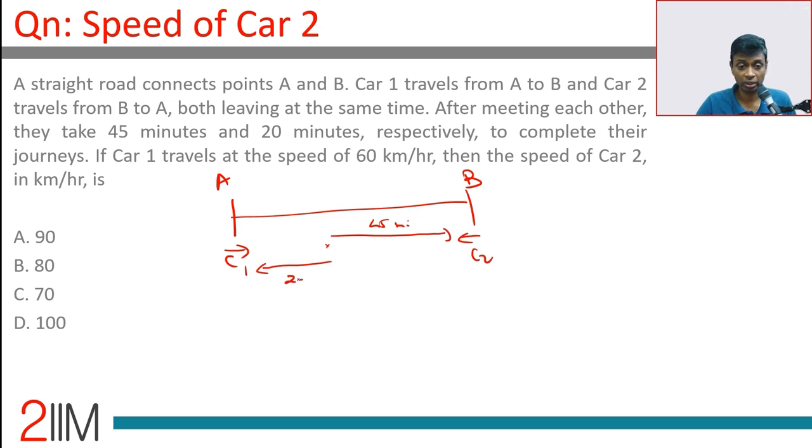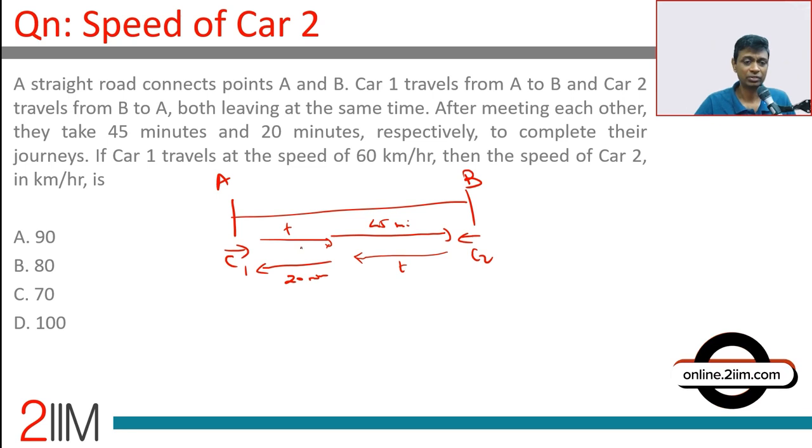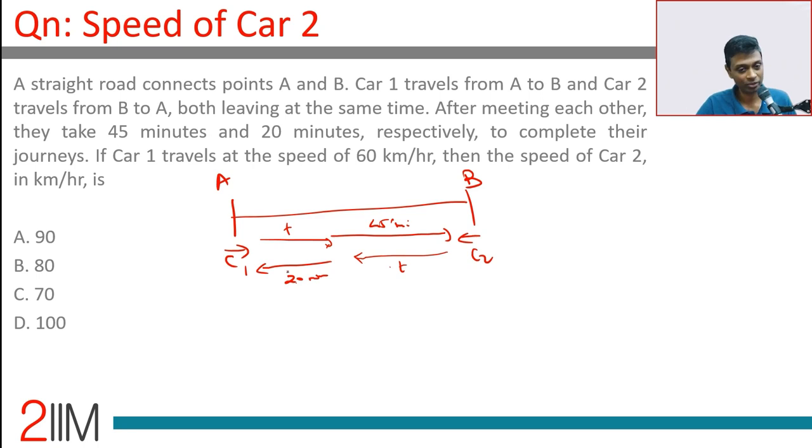Let's assume C1 has taken T minutes and C2 should have taken the same T minutes because they meet. Now, their speeds are constant. So the ratio of their speeds will be the same. The ratio of time taken should be the same. If C1 takes 45 minutes, C2 takes T minutes. The distances are not the same, but the ratio of time taken to cover the same distance will be the same. So this time by this time should be equal to this time by this time. T by 20 equals 45 by T, or T square equals 900. T is 30.